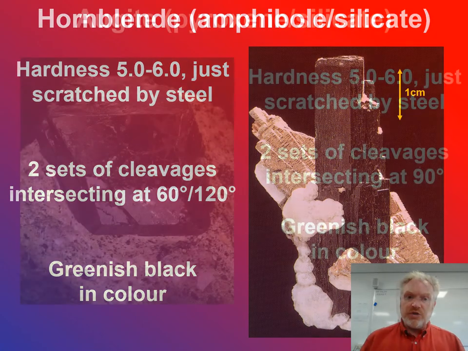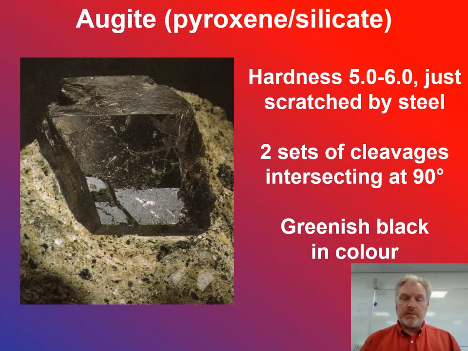Augite shows very, very similar properties, except for the cleavage. Augite has two cleavages at 90 degrees to each other. It's a subtle difference, but an important one.